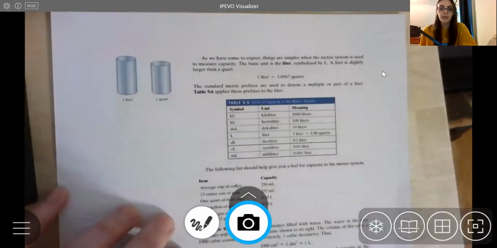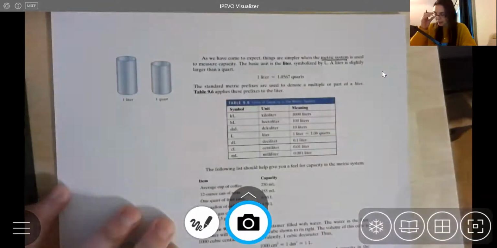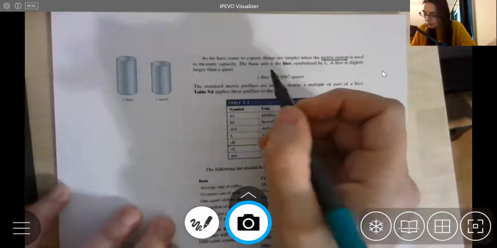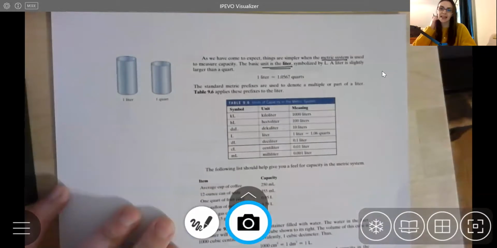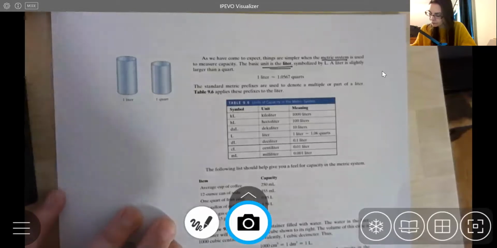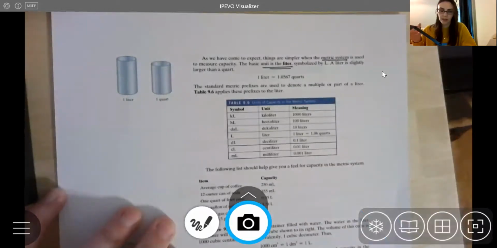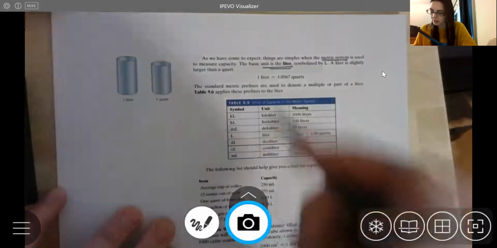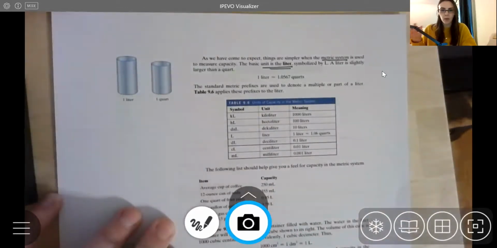Now, as we've come to expect, things are much simpler in the metric system, because again, you're going by powers of 10. For capacity, the basic unit is the liter. It's kind of easy to remember because you have the meter and then you have the liter. Those tend to be the two main ones that we use a lot in the metric system. The liter happens to be slightly bigger than a quart. Just to put it into the English system, 1 liter is about 1.0567 quarts, so they're almost the same size.